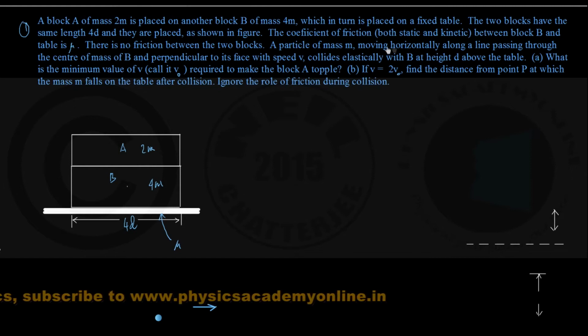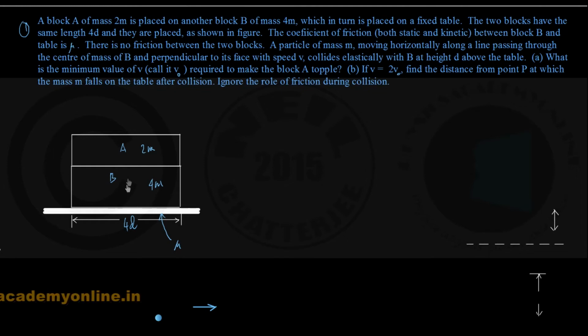A particle of mass m moving horizontally along a line passing through the center of mass of B. Assuming this block B to be a rectangular block of uniform density, the center of mass is located at a point which is halfway through the length and halfway through the height. I'm talking about this point. This is the center of mass of block B.